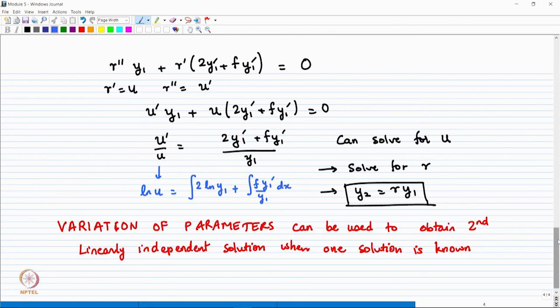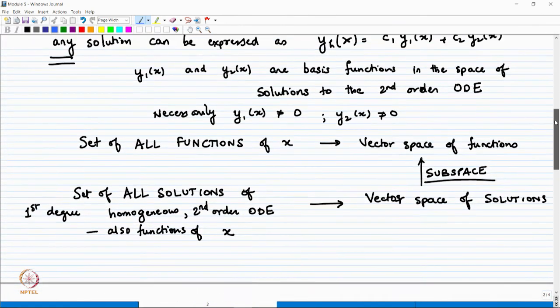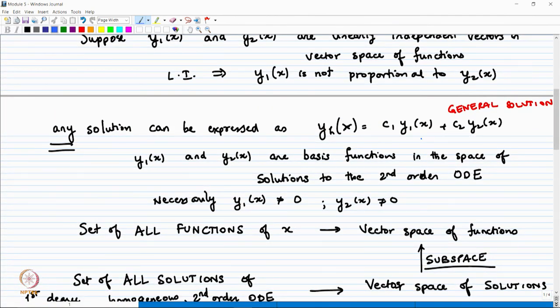But essentially what we have seen through this is that if you know one solution you can get the second solution. So if you know y1 you can get y2, and once you know them you know the general solution. So the problem is solved.